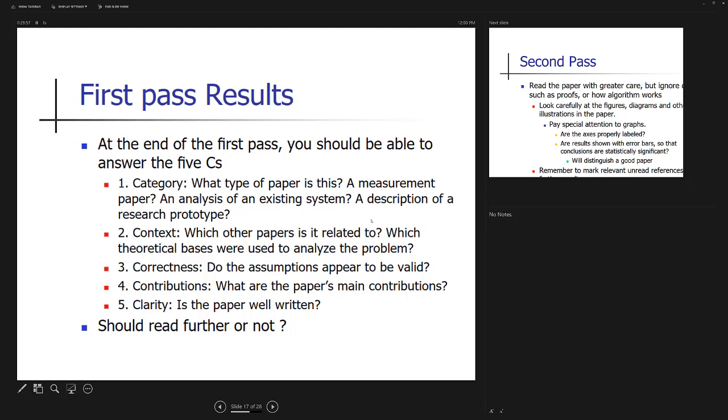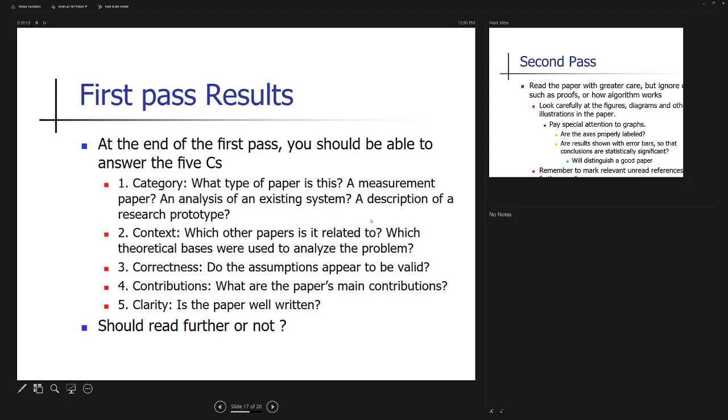Context. Which other papers is it related to? Is this paper related to your field of interest or not? What other papers are other people doing? Which theoretical bases were used to analyze the problem? What are they doing? What is their context of work?